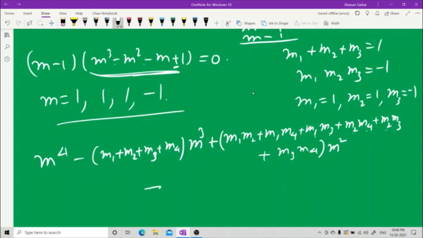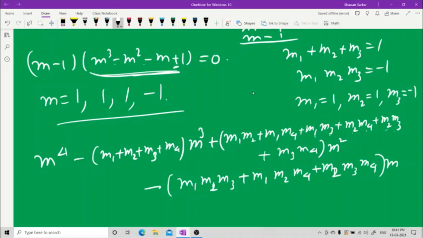Minus the product of the roots taken 3 at a time: m1 m2 m3, m1 m2 m4, m2 m3 m4, times m. Then minus the product of all the roots, m1 m2 m3 m4, is equal to 0. This is the theory of equation.